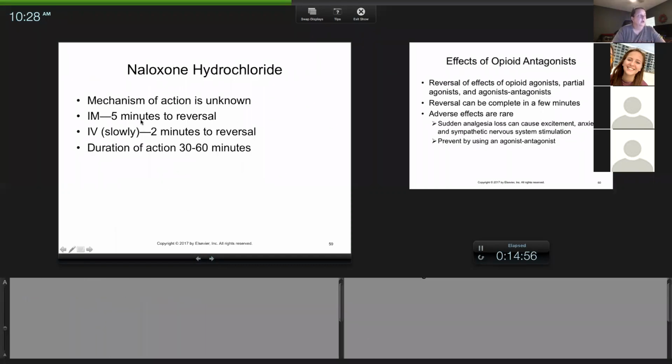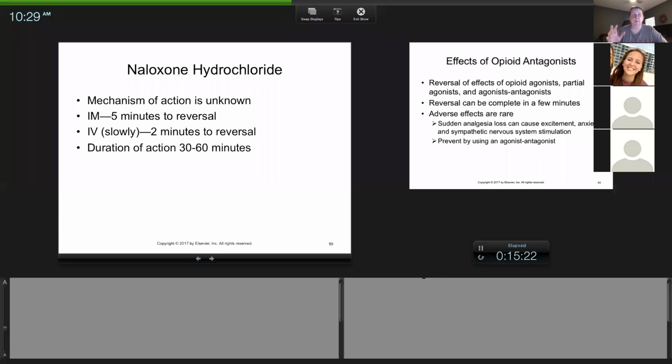Naloxone, if you give it IM, it may take about 5 minutes. It depends on if they're cold. It depends on how good your shot in the muscle is. Sometimes you give a crappy injection. But in general, if you get it in the muscle and they have a fairly normal temperature, it could be 5 minutes. If you're going to give it IV, you want to do it slowly, and it might take 1 to 2 minutes. And they're going to be reversed for about 30, 60 minutes.